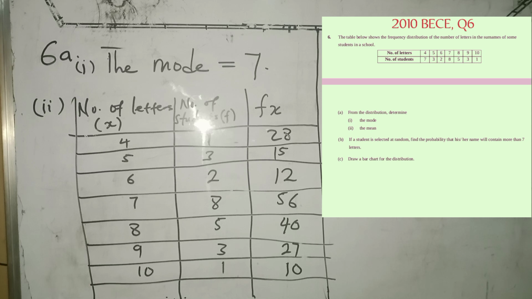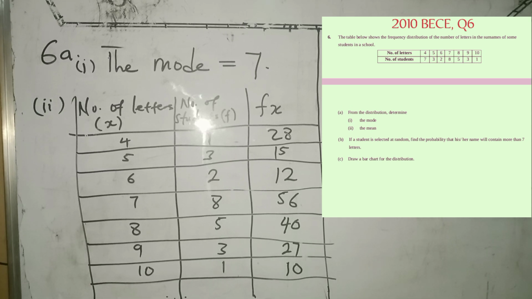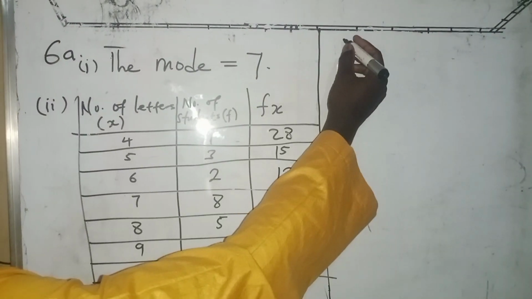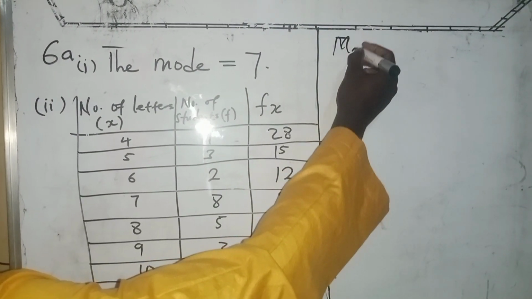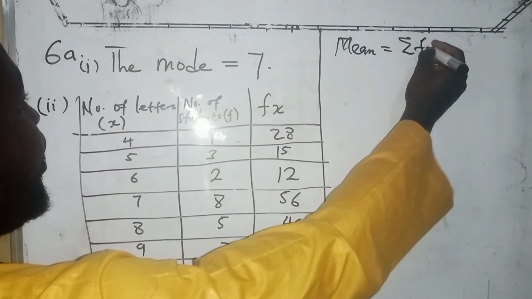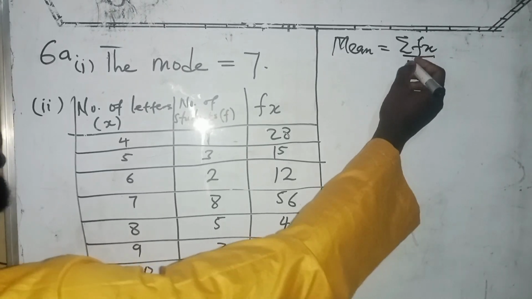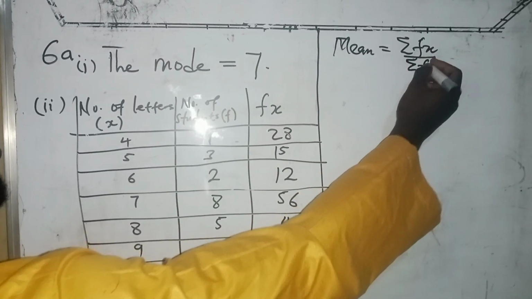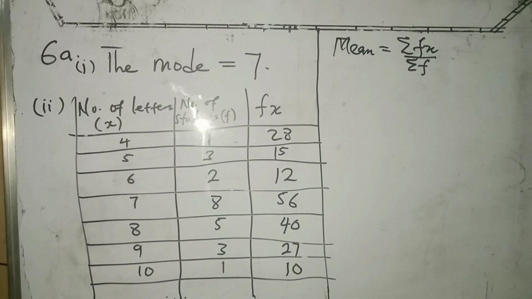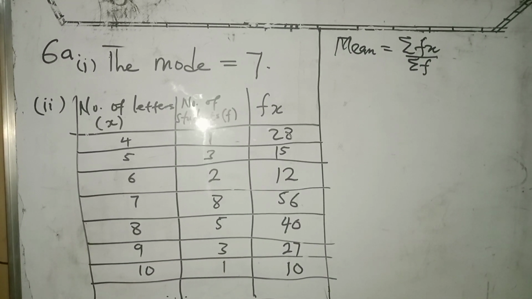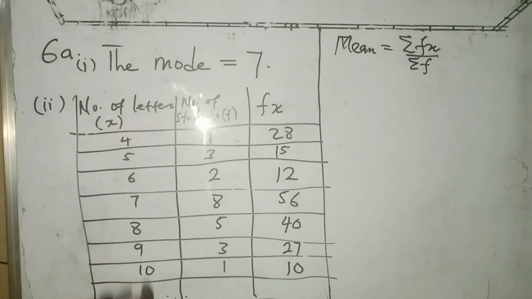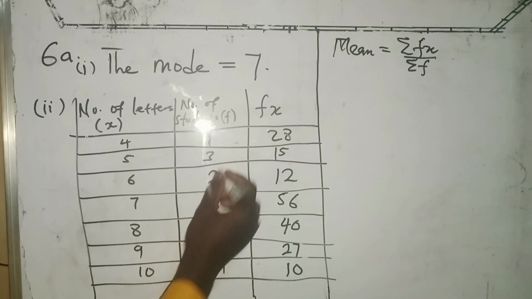Now after that, let me write the formula somewhere. We are finding the mean, and mean is equal to sigma fx over sigma f. So that means we need the summation of fx as well as the summation of f. As for the summation of x, we don't need it, so you don't need to waste your time adding the x column.